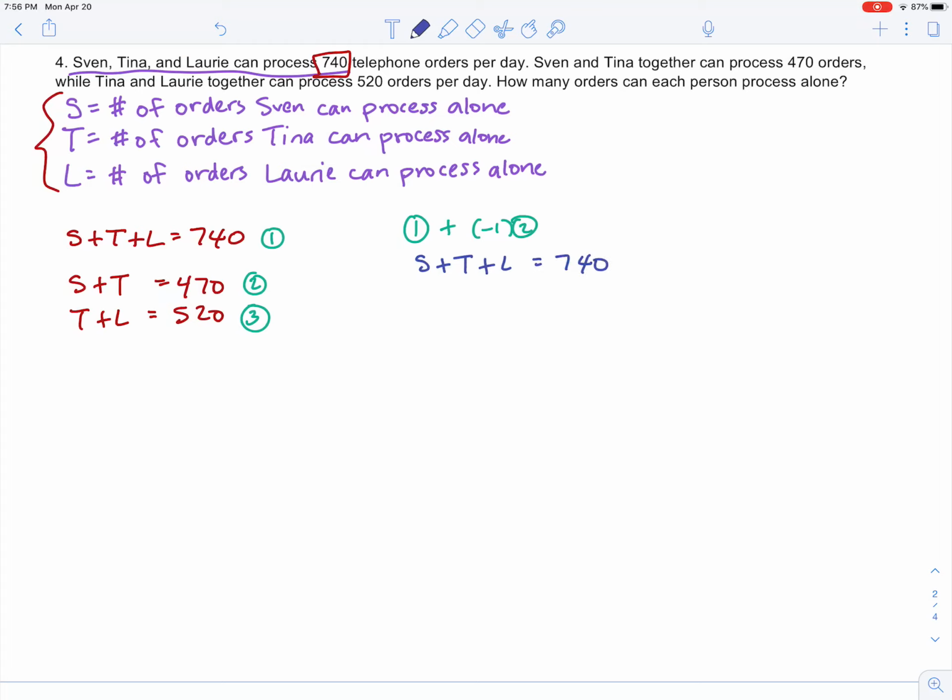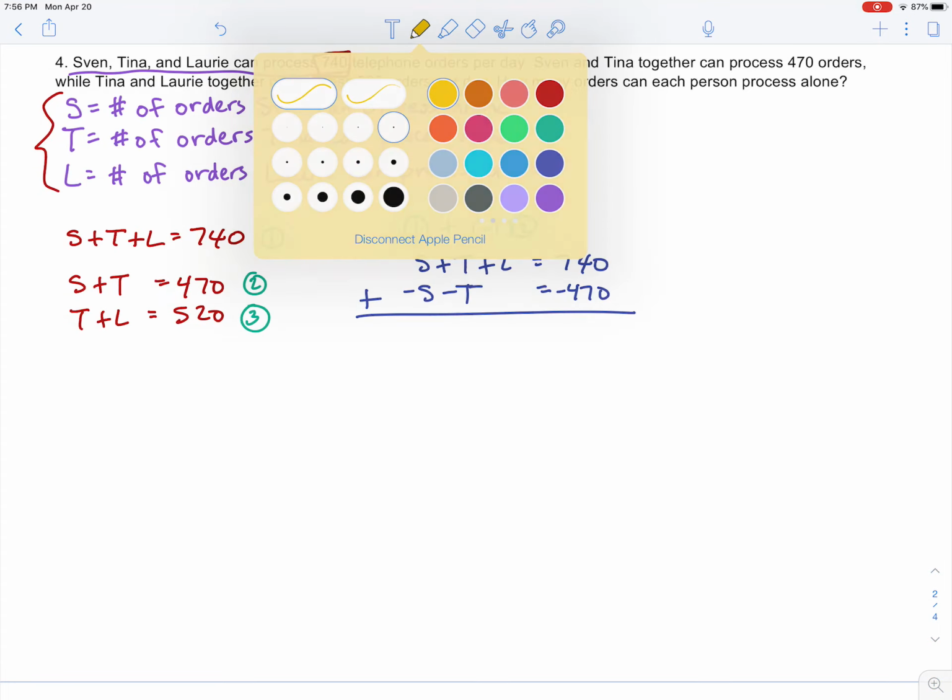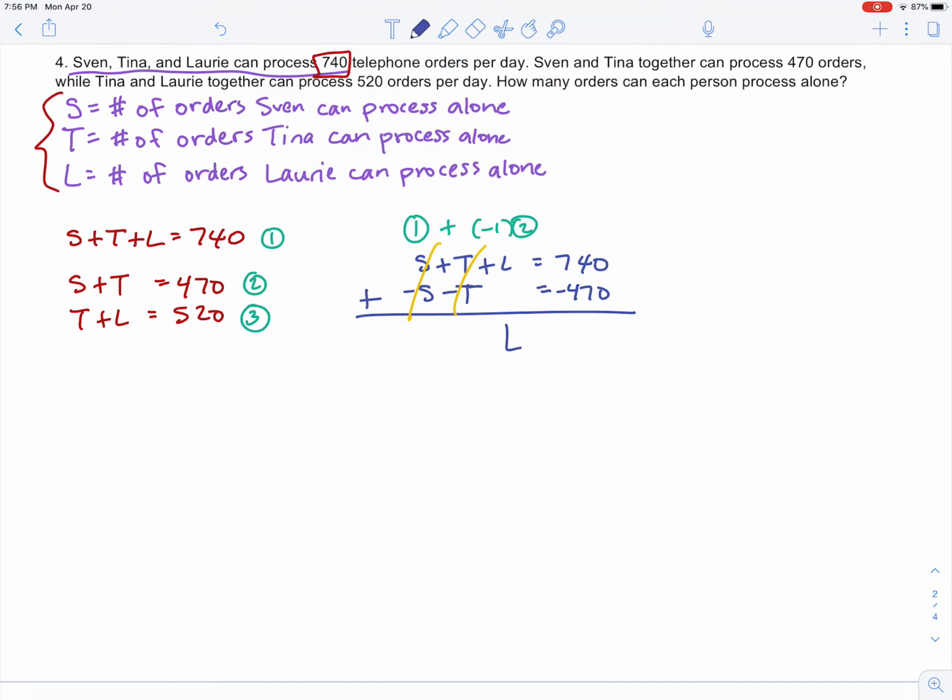And here is -1 times equation 2, and I'm multiplying both sides by -1, distributing. Everything gets multiplied by -1. I'm adding these together. So you can see that the S and the T get eliminated. And I'm getting L equals 740 minus 470, 270. So now I have L solved for.